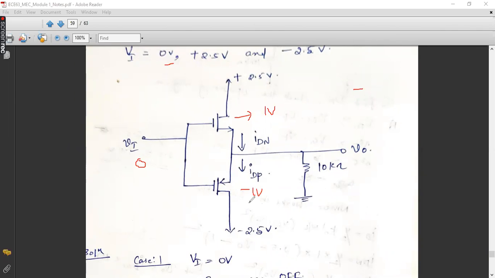Clear, students? Now I'm keeping my input as 0. So you tell me which MOSFET will conduct and which will be off. Recall the concept, input voltage should be greater than the threshold so that the transistor will be on. So accordingly, you tell me whether PMOS should be on. NMOS should be off, sir. PMOS will be on. Is it?